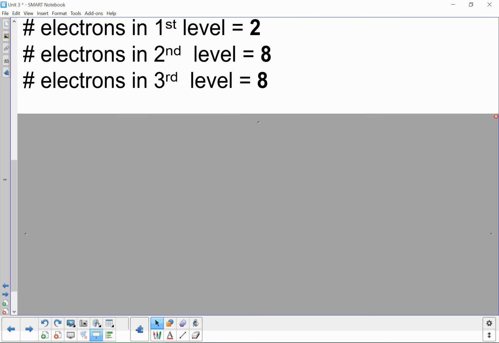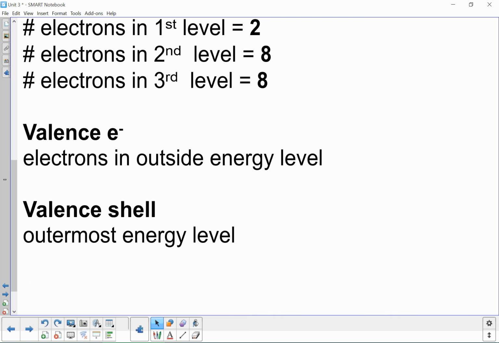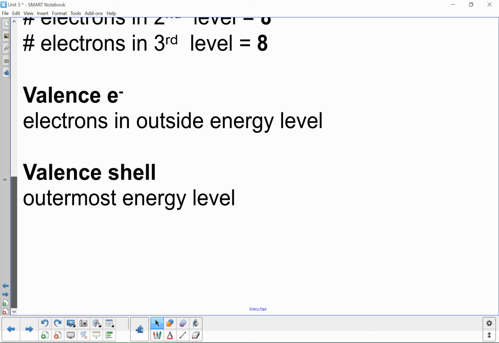That helps us to figure out the number of valence electrons, which are just the electrons in the outside energy level. So using the Bohr model, whichever electrons are on the end or the outside, those are your valence electrons. And we call the valence shell where those electrons live. That's the outermost energy level that holds those valence electrons.